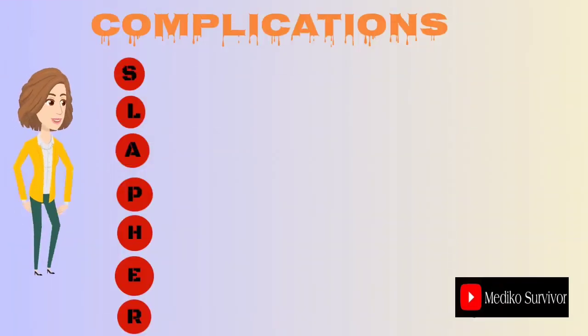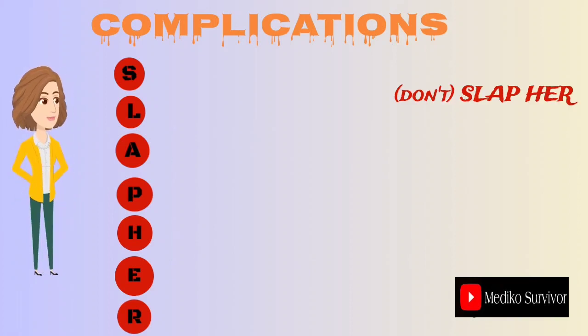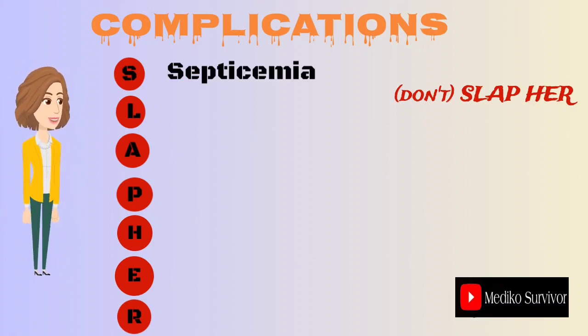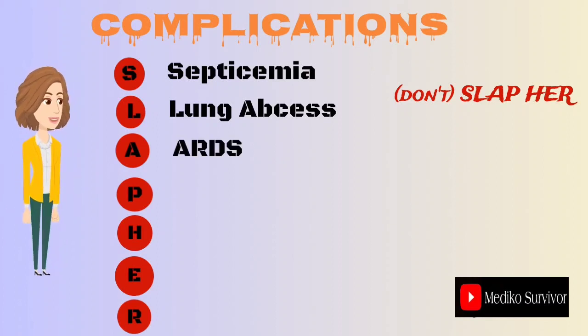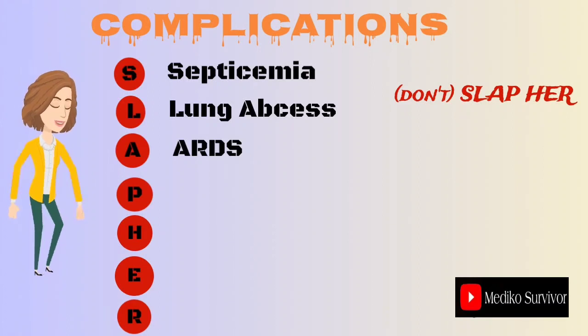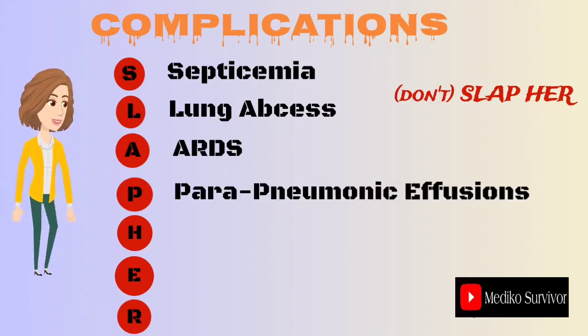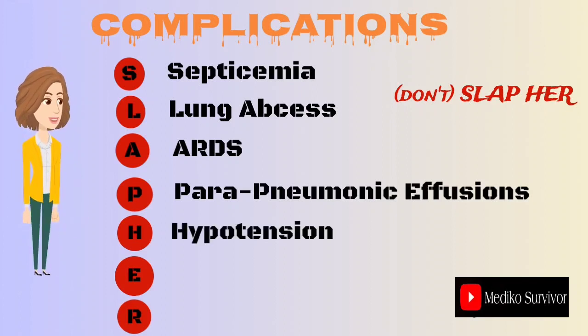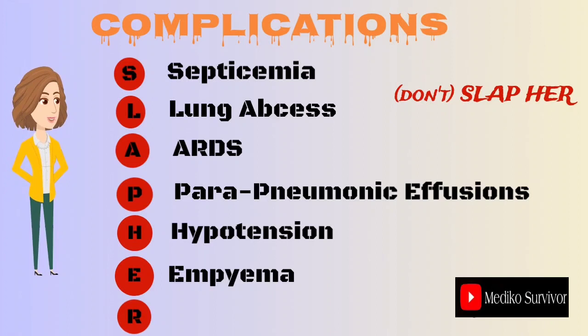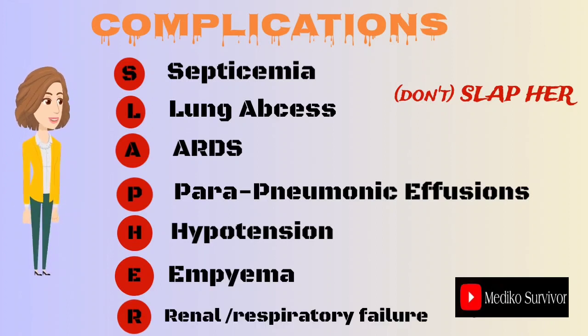Complications. Here is the mnemonic: SLAP HER. But don't do this in real. Septicemia means blood poisoning by bacteria. Lung abscess. Acute respiratory distress syndrome, a life-threatening lung injury that allows fluids to leak into lungs. Parapneumonic effusions means buildup of fluid in pleural cavity. Hypotension. Empyema means pus in pleural space. Renal or respiratory failure.